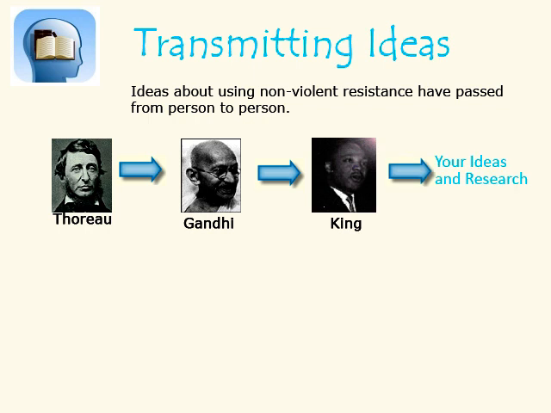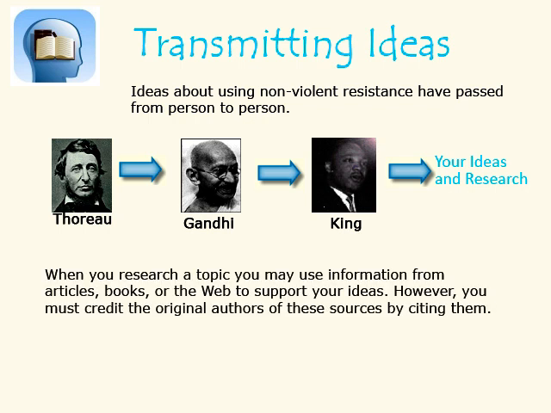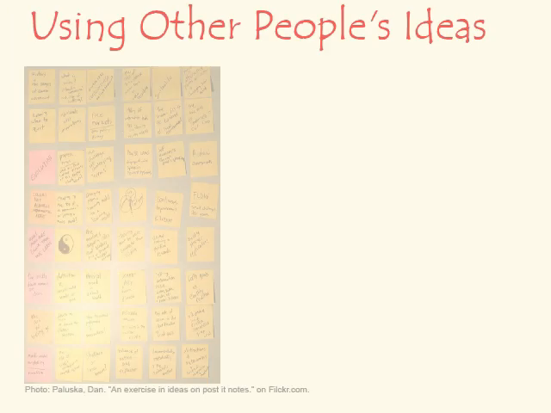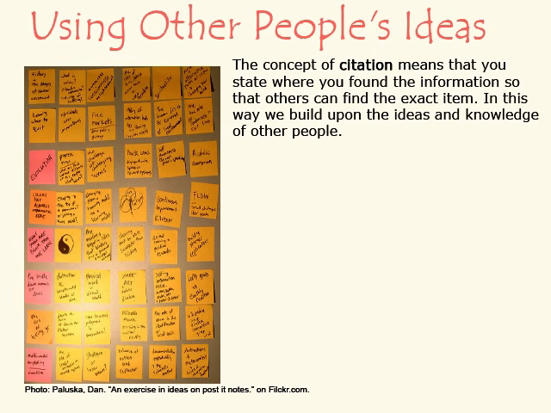If you were researching nonviolent resistance, you would use these men's ideas and think of ways to apply this concept in today's world. So when you research a topic, you may use information from articles, books, or the web to support your ideas. However, you must credit the original authors of these sources by citing them. The concept of citation means that you state where you found the information so that others can find the exact item. In this way, we build upon the ideas and knowledge of other people.